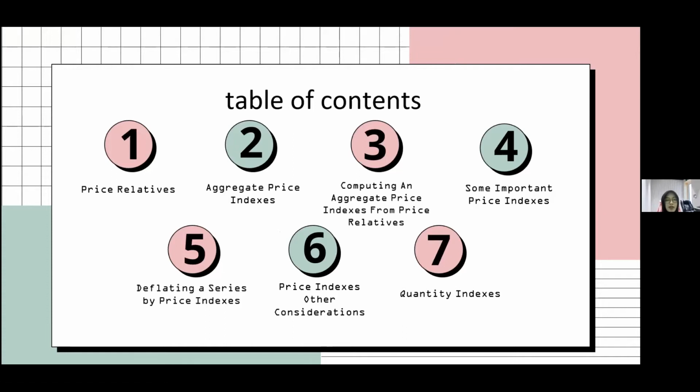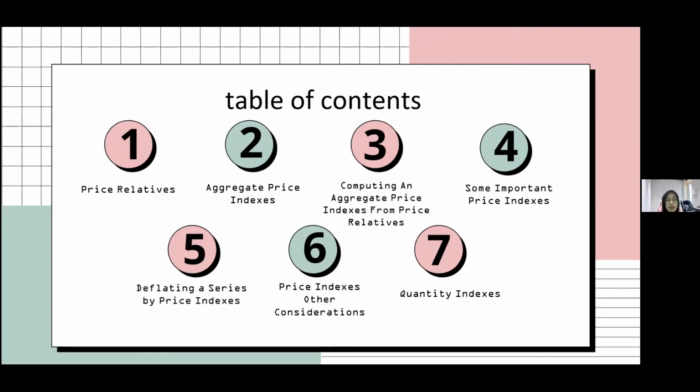So, these are the several things that we are going to present. First, price relative. Second, aggregate price indexes. Third, computing an aggregate price index from price relative. And then some important price indexes. Then, dividing a series by price indexes. And also price indexes, other considerations. And last, quantity indexes.